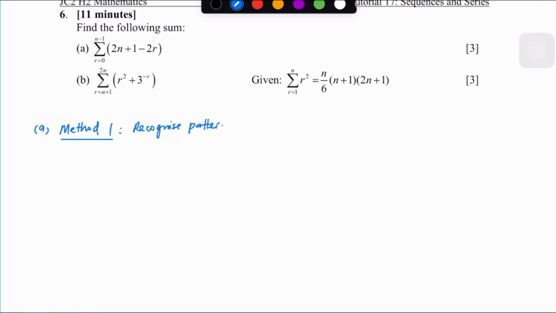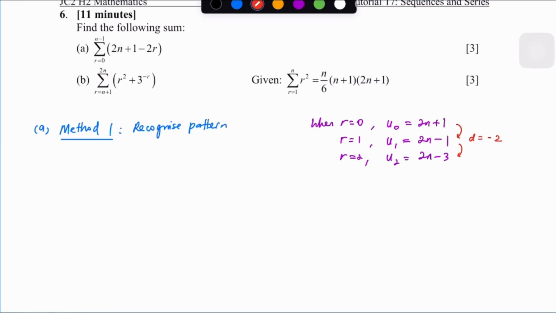Okay. And for this case, it's an AP. So let's set up and see. We start with 0. When r equals 0, the first term is 2n plus 1. When r equals 1, the second term, u1, would be 2n plus 1 minus 2, which is 2n minus 1. When r equals 2, the next one is 2n minus 3. Correct? So I think very clearly you can already see this has a common difference of negative 2. This is an arithmetic progression with common difference negative 2.